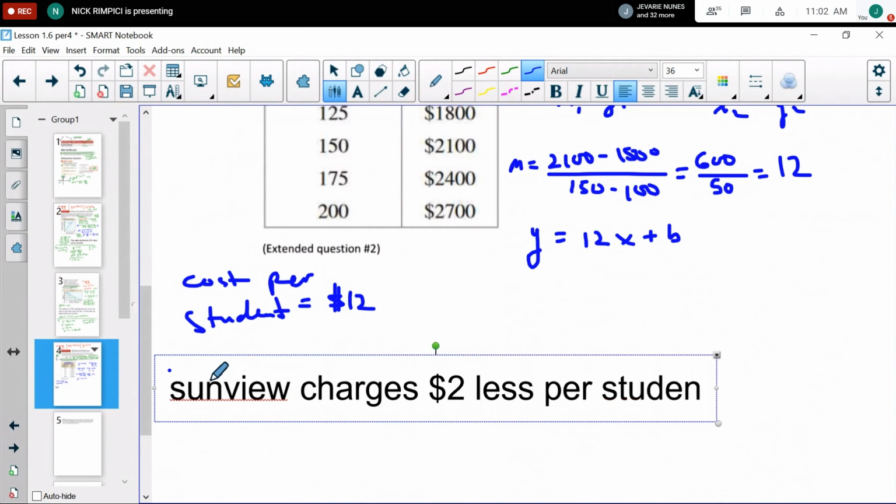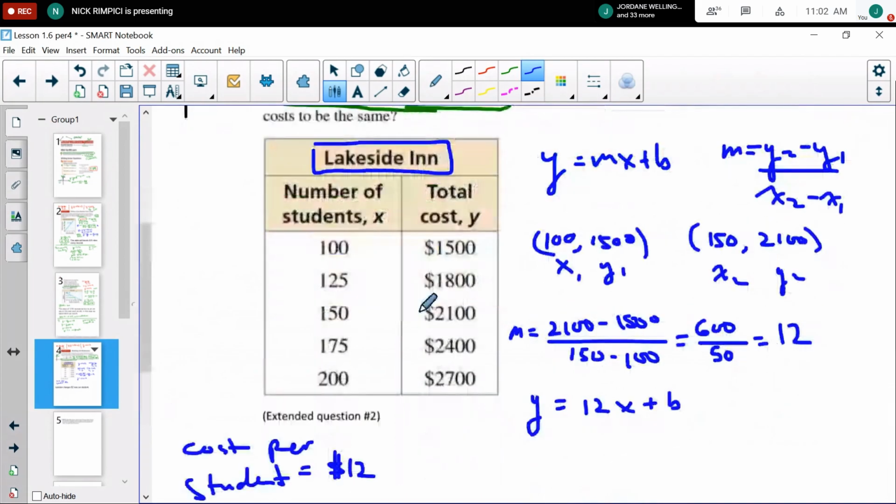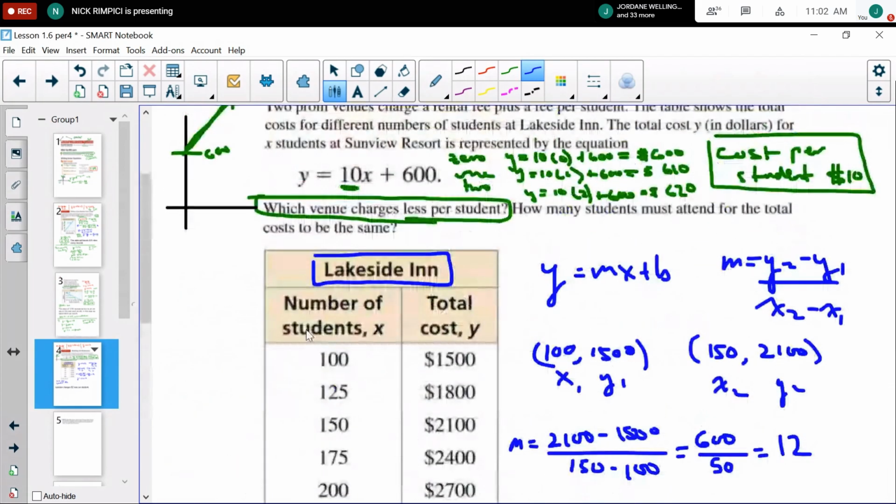It's cheaper. Now I have to be careful with my language. It's cheaper per student. Okay, it's not necessarily cheaper. So Sunview charges $2 less per student. Okay, that's based on what we found here, that this is $12 and this is $10. So Sunview is $2 less per student.